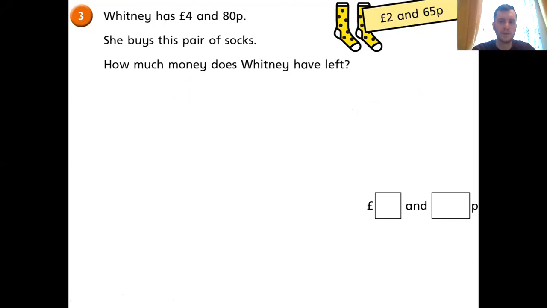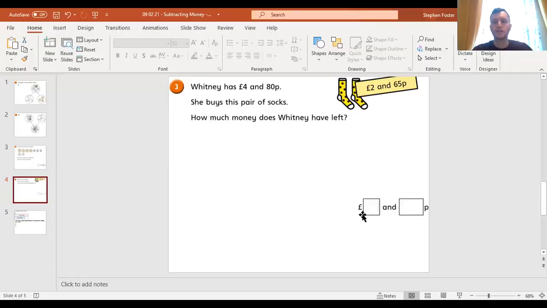I've still got 5p to subtract. £2.20, take away 5p is equal to £2 and 15 pence. So my answer there was £2 and 15 pence. And I've put that in there to show us.